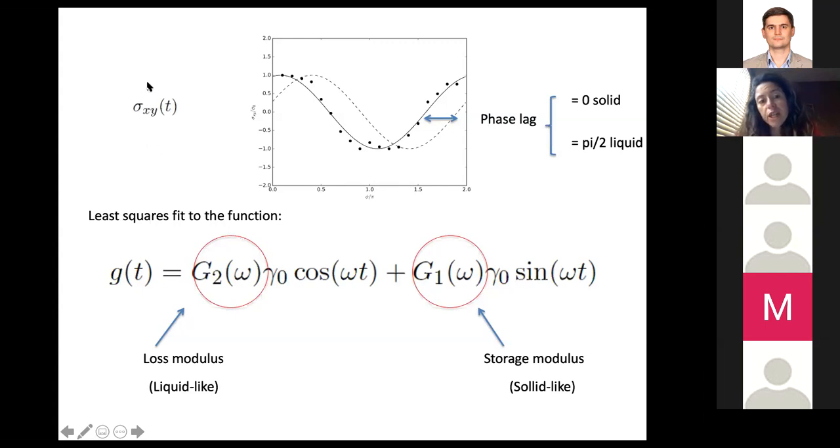So by doing a least squares fit to the function for the stress tensor, you can find these parameters that tell us how much out of phase. So these have the phase lag inside, and the loss modulus is a number that represents how liquid-like a material is, and the storage modulus how solid-like a material is. So we will be working with these numbers now, the liquid-like loss modulus and the solid-like storage modulus.